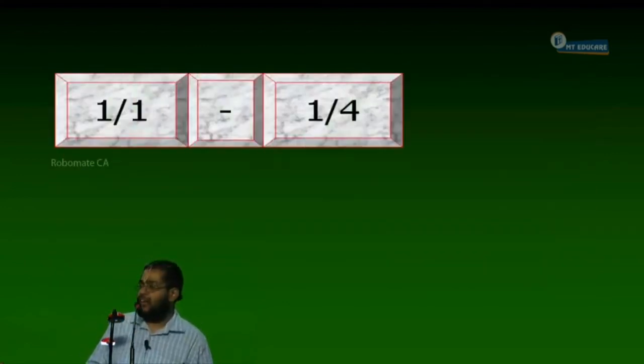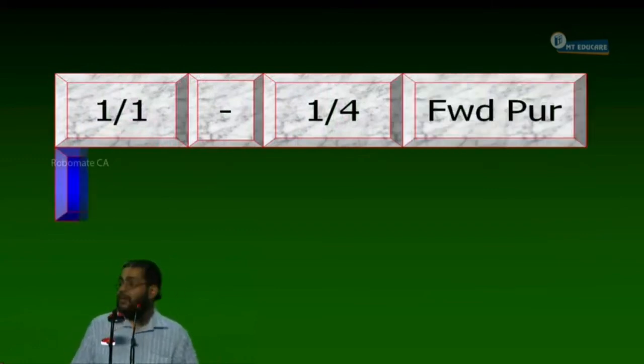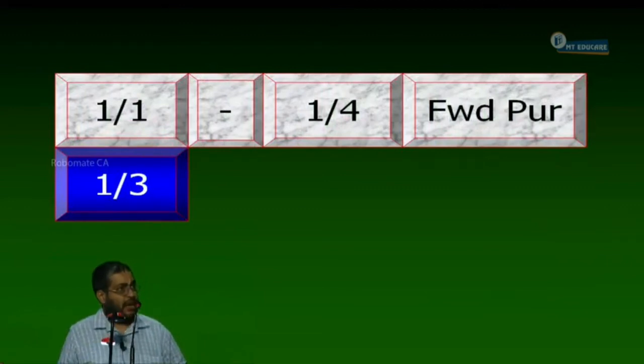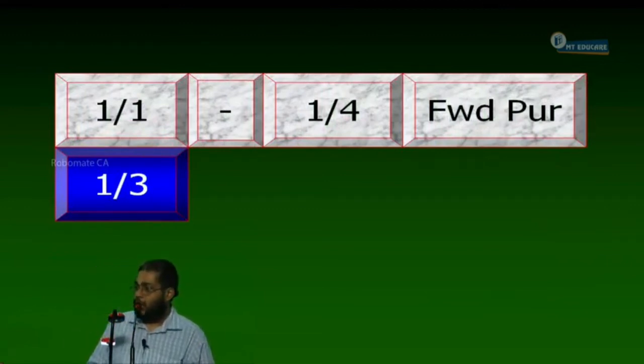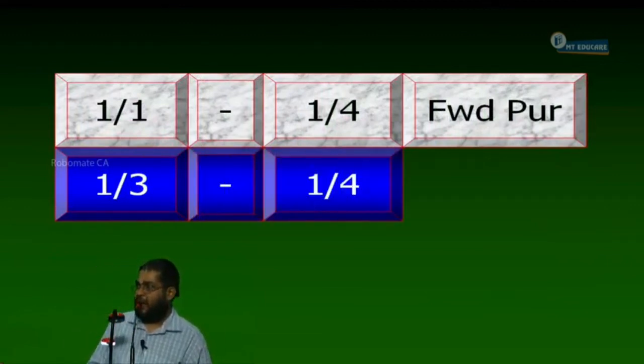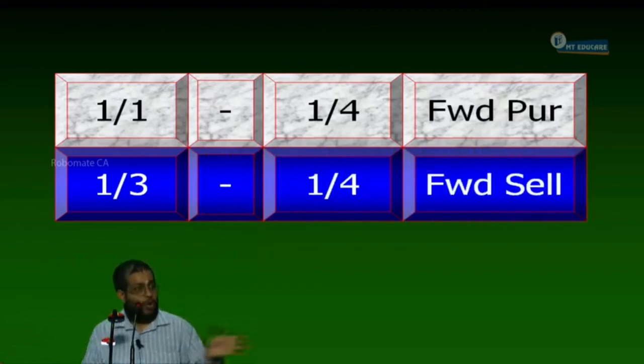On 1st January, I went into a forward purchase for 1st April. On 1st March, I want to cancel. How do I cancel? On 1st March, for 1st April, I go for a forward sell. Yes or no?